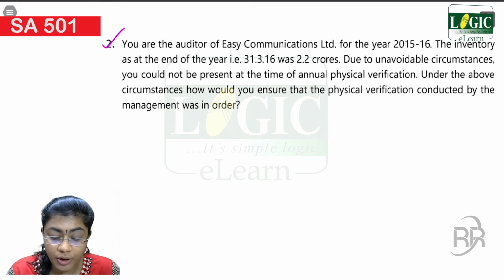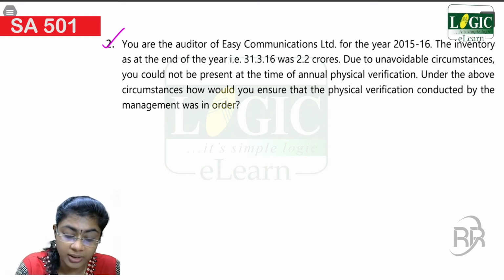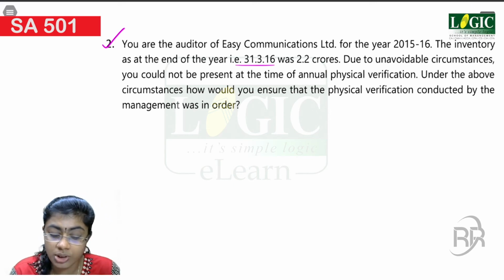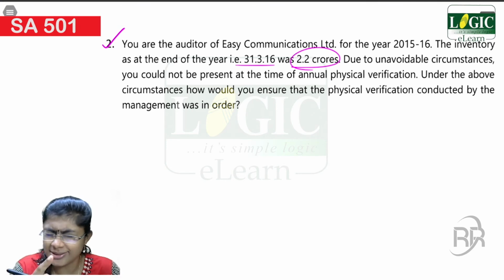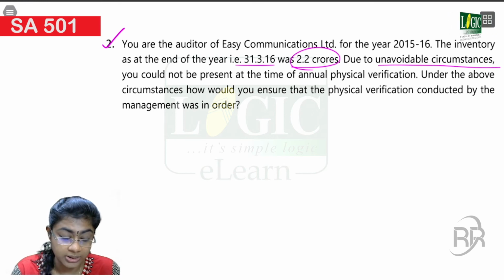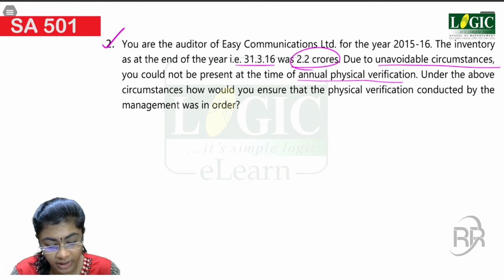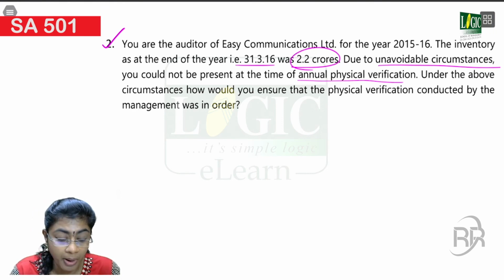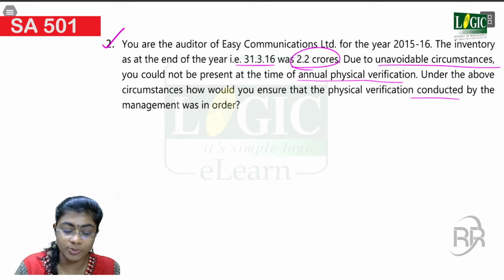You are the auditor of EC Communication Limited for the year 15-16. The inventory as at the end of the year, 31st March 16, was 2.2 crores. Material is SA 320. Due to unavoidable circumstances, you could not be present at the time of annual physical verification. Under the above circumstances, how would you ensure that the physical verification conducted by the management was in order?